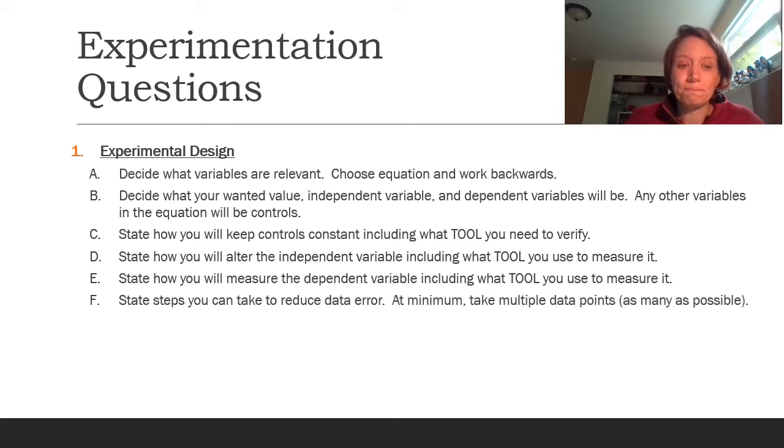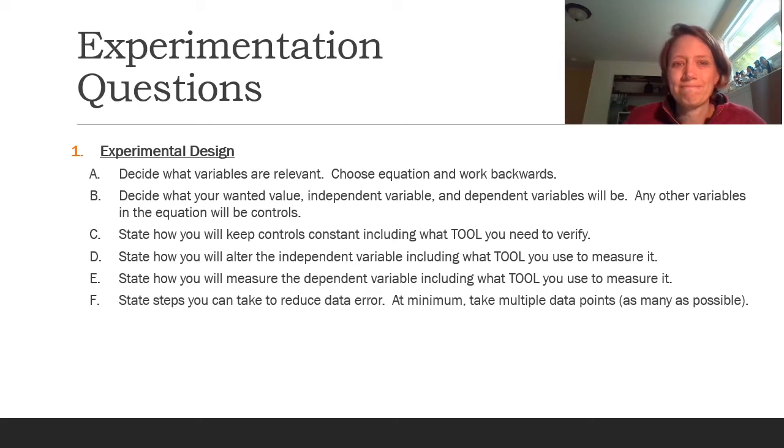And then the last thing that you want to do when you're talking about your experiment is to tell them what steps you're going to use to reduce the amount of error. I think you all should be familiar with the idea of error from your science classes. And at minimum, the easiest thing to do to reduce error is just to say, basically, take multiple data points, but there may be other things you can do also as you think about your experiment to reduce the amount of error.